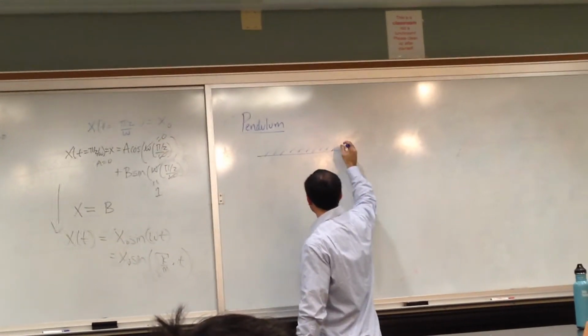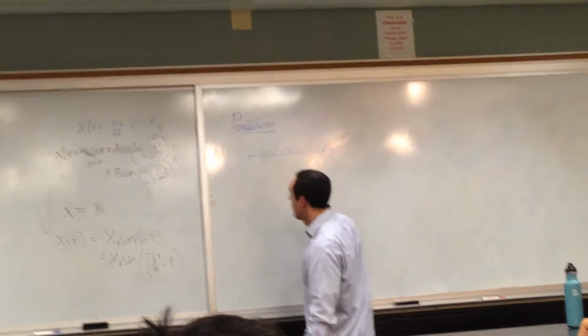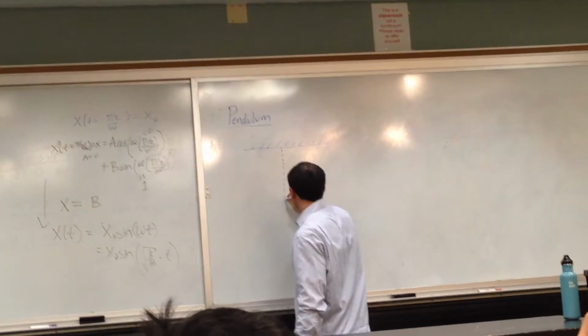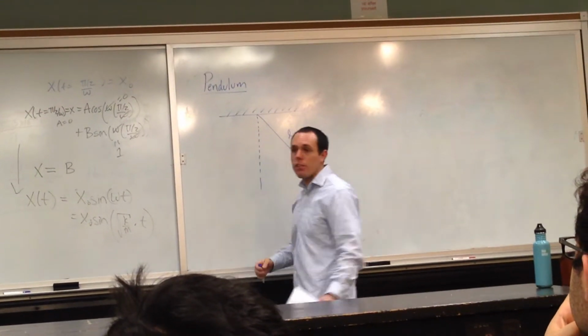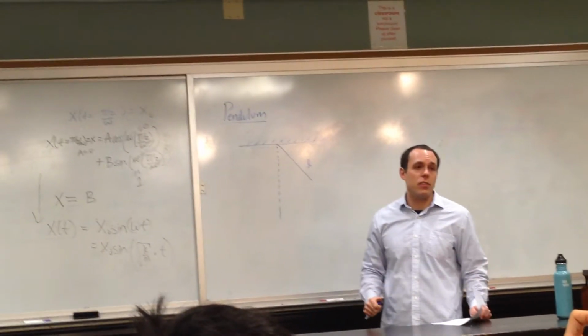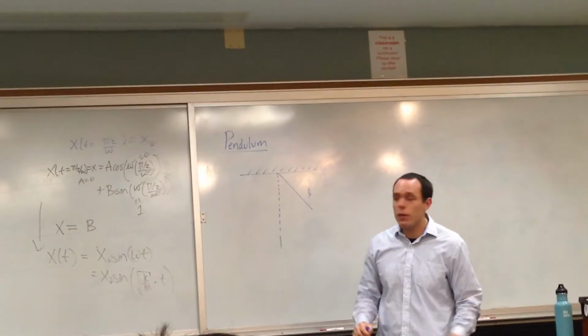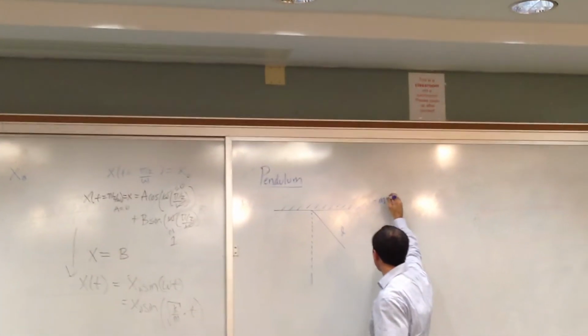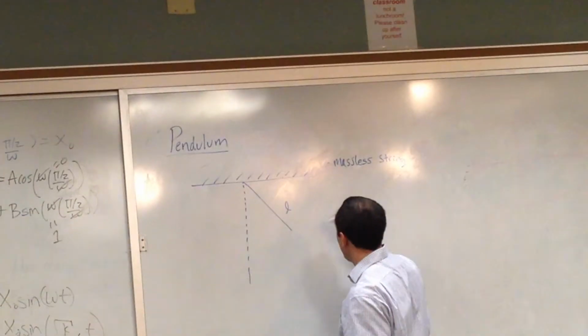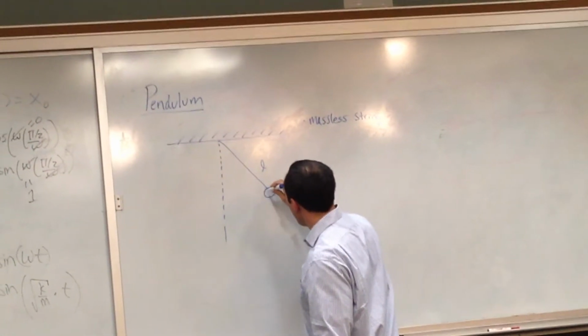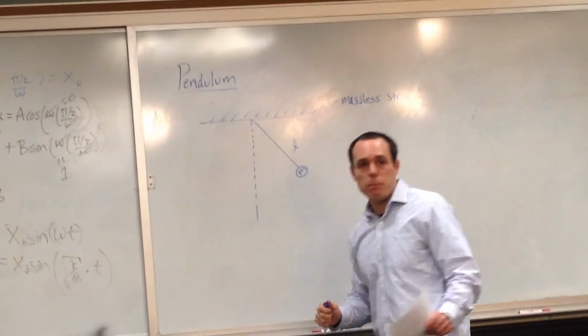So let this represent, say, a ceiling, for example. And what you have is a string. Let's consider it to be a massless string to make our lives easy. So this is going to be a massless string of length L, and connected to that at the end, the bob, is a mass M.